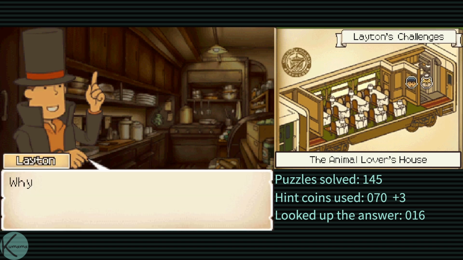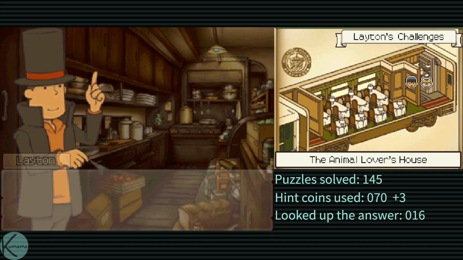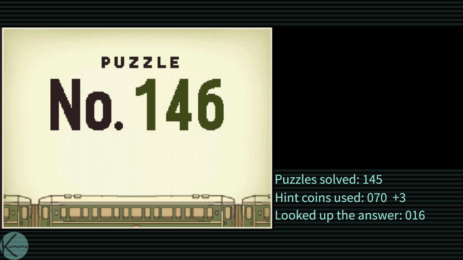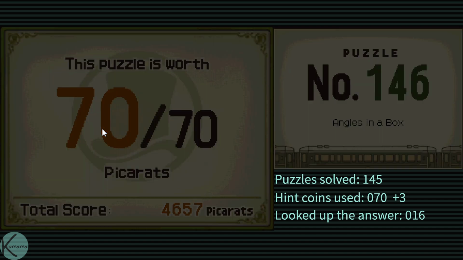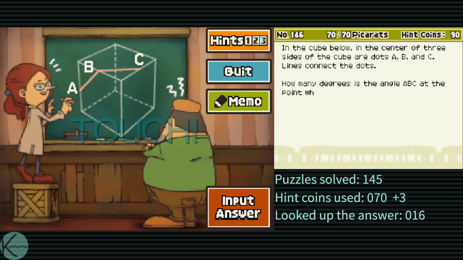Angles in a box. Why don't you give this one a go? 146. In the cube below, in the center of 3 sides of the cube are dots A, B, and C. Lines connect the dots. How many degrees is the angle ABC at the point where lines AB and BC meet? This refers to the internal angle, of course.